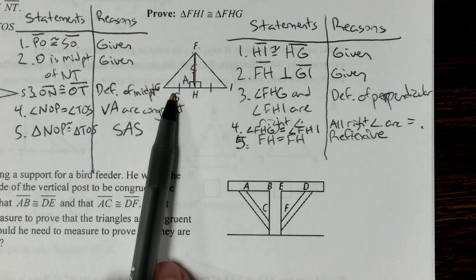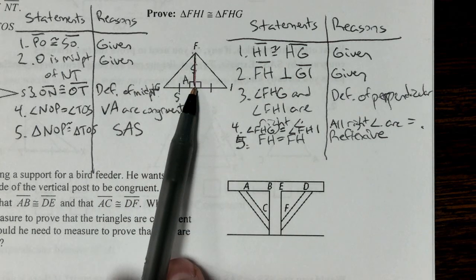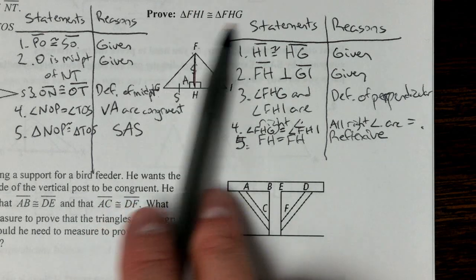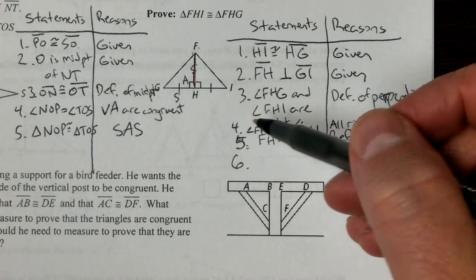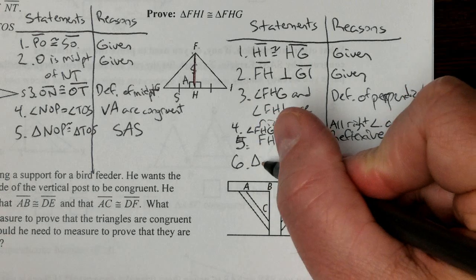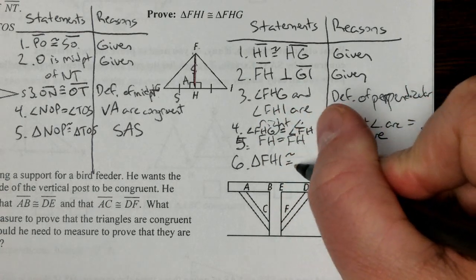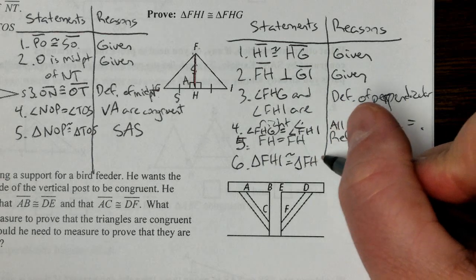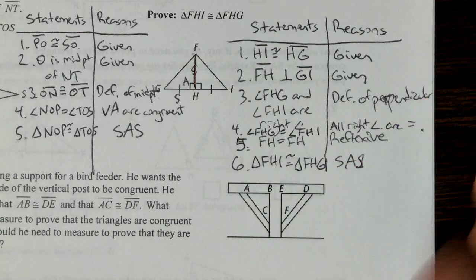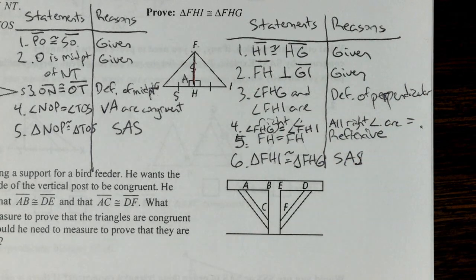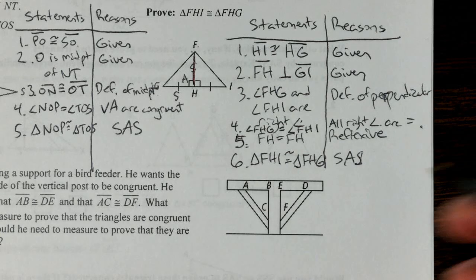Okay, so we've got the thing about the sides, we've got the thing about the angles, and we've got the shared side. So now we can just put this part with side angle side. So for number 6, we've got triangle FHI congruent to triangle FHG, which is side angle side. Any questions about that one?